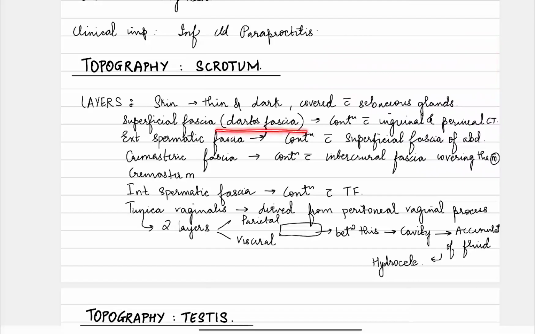Superficial fascia, which is also called as Dartos fascia. If you don't remember superficial fascia, say it as Dartos fascia, because sometimes we would get confused. Okay, again we would remember: skin, Dartos fascia, external spermatic fascia, then cremasteric fascia, cremasteric muscle, internal spermatic fascia, tunica vaginalis.